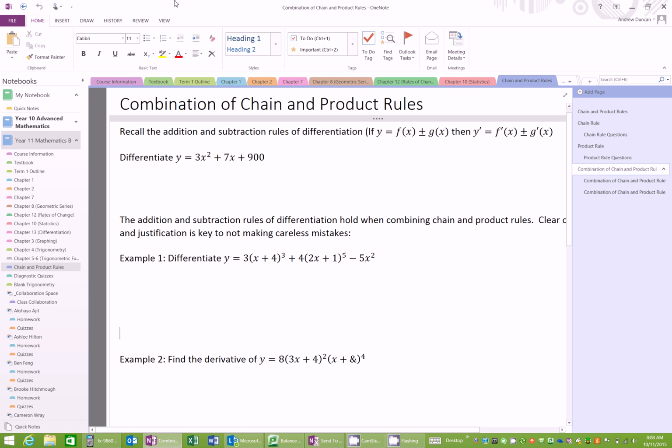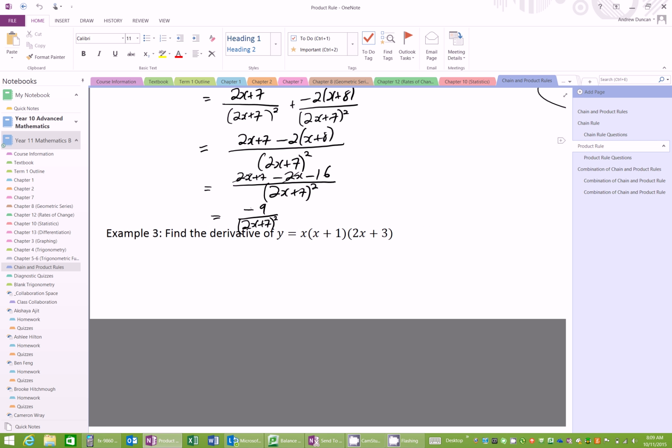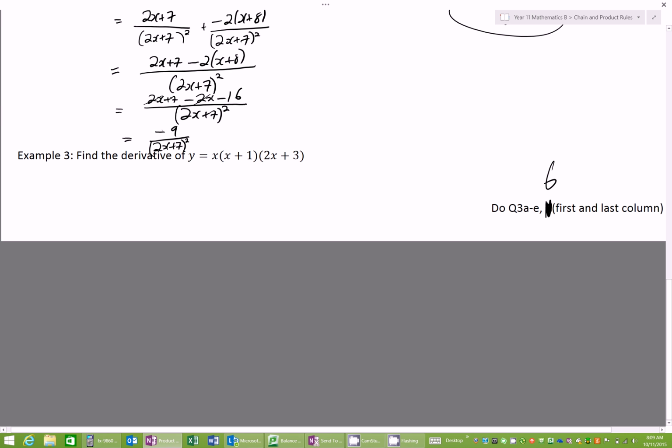This is the last topic, which is about combining chain and product rules. We didn't do one of these product rule questions, so I'll just go back and quickly do that now. It was the last example, finding the derivative of three things multiplied together. It's basically two ways you can go about this.